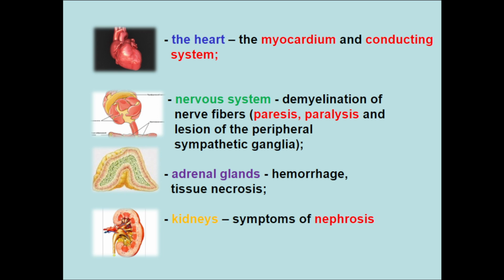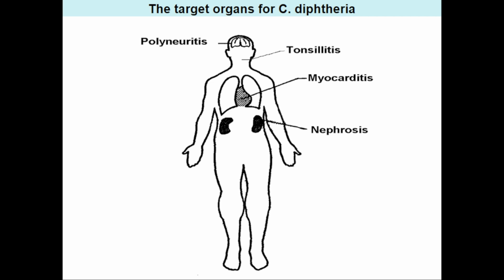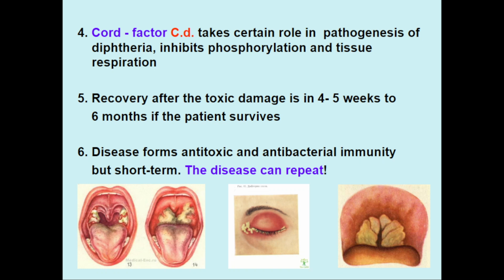The other targets of the toxins are the heart, myocardium and conducting system, and the nervous system, with demyelinization of nerve fibers, paralysis and lesion of the peripheral sympathetic ganglia, adrenal glands, hemorrhagia, necrosis, and kidney symptoms of nephrosis. Again, target cells: tonsils, then myocarditis, nephrosis, polyneuritis. Cord factors of Corynebacterium diphtheriae take a certain role in the pathogenesis of diphtheria, inhibiting phosphorylation and tissue respiration.